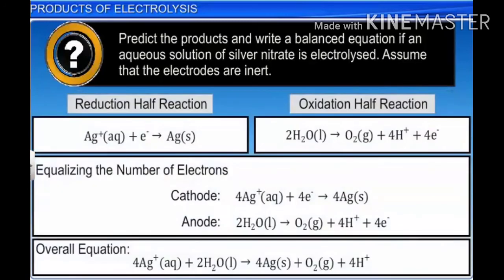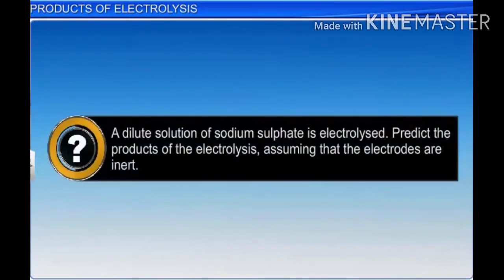Now, we can sum the two half reactions. We need to make sure that the number of electrons gained is equal to the number of electrons lost, and then add the half reactions to write the overall equation. Here's another problem. Try to answer it on your own first.